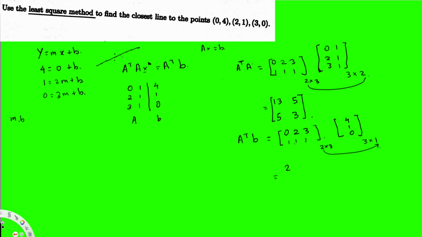1 times 4 is going to be 4. 1 times 1 is going to be 1. And 1 times 0 is going to be 0. So 4 plus 1 is going to be 5. So these are the A transpose B.